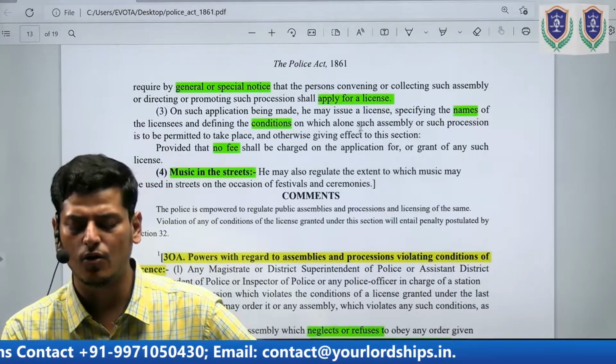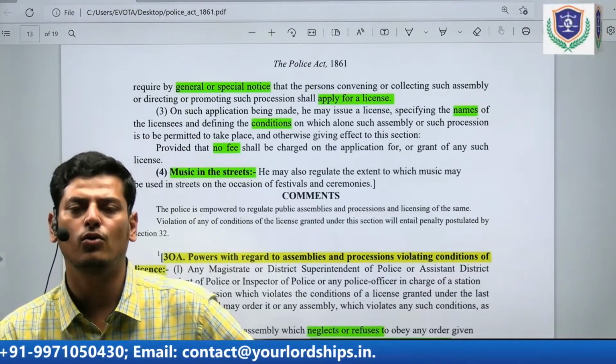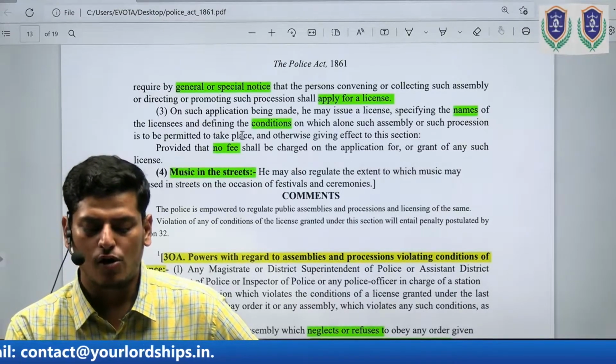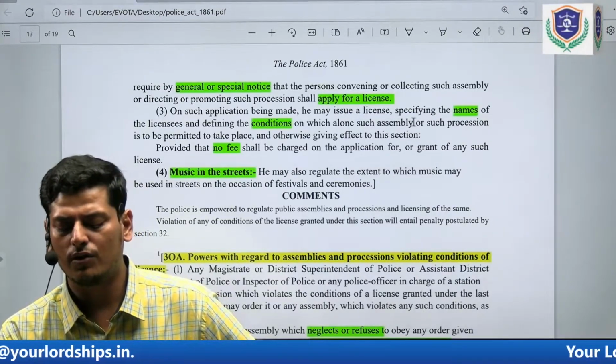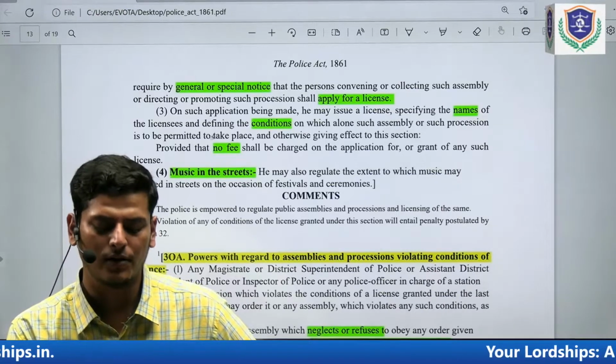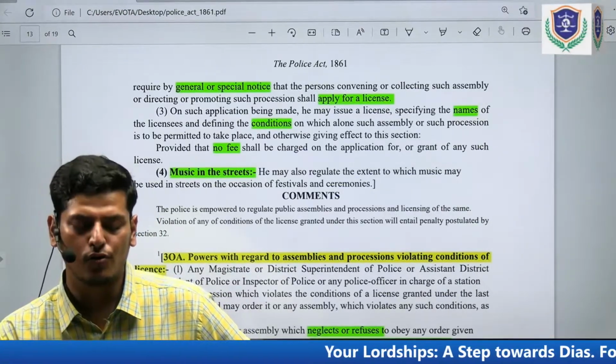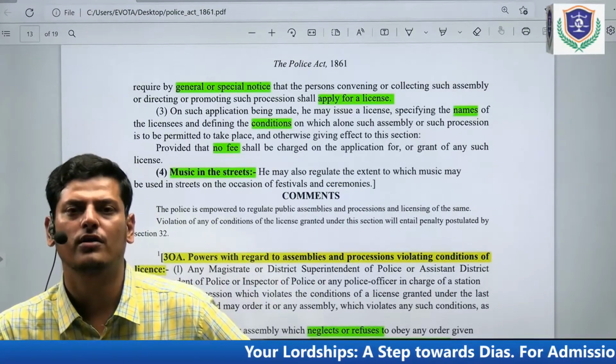and also he may lay down the conditions on which the assembly shall be allowed to proceed, and also may define the conditions on which alone the assembly or procession is permitted to take place, otherwise giving effect to this section. And also no fee shall be charged for such grant of license.